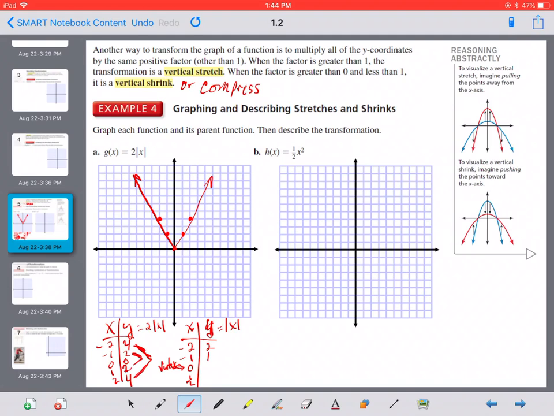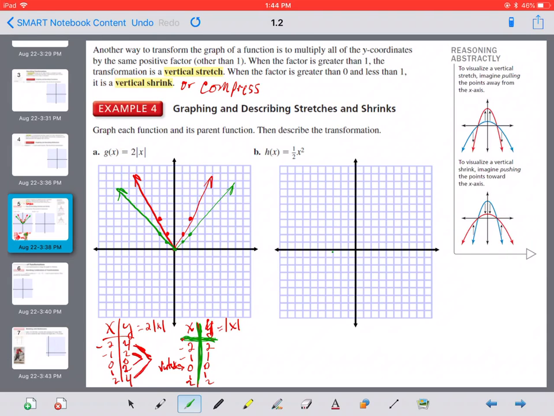So if we put in -2 here, we get a +2. Put in -1, we get a +1. 0 is 0, 1 is 1, 2 is 2. So let's graph those. I'm going to graph them in a different color so you can see the difference. So (-2, 2), (-1, 1), (0, 0), (1, 1), (2, 2). So this graph goes out this way. Okay, so this one is green here.